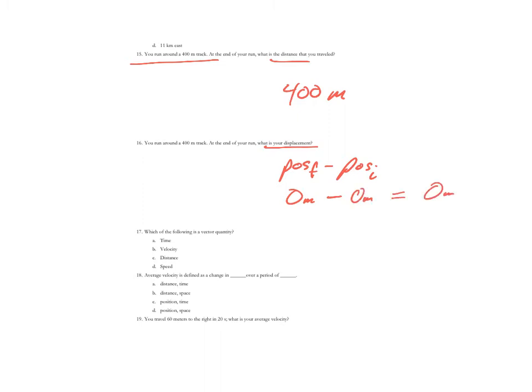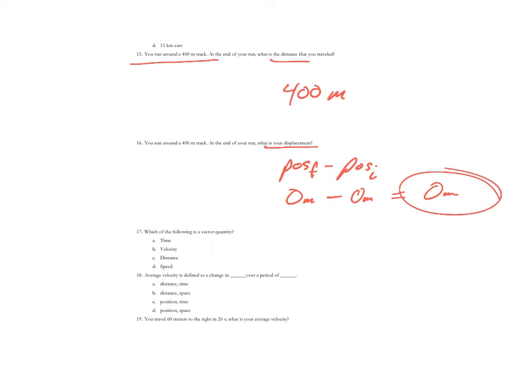There we go. You run around a track, 400 meters. Distance is total, so it's 400 meters. Displacement is position final minus position initial. My final, I was at the end, so I was at 0 meters at the end of the story. I was at 0 meters at the beginning of the story, so it's 0 meters.